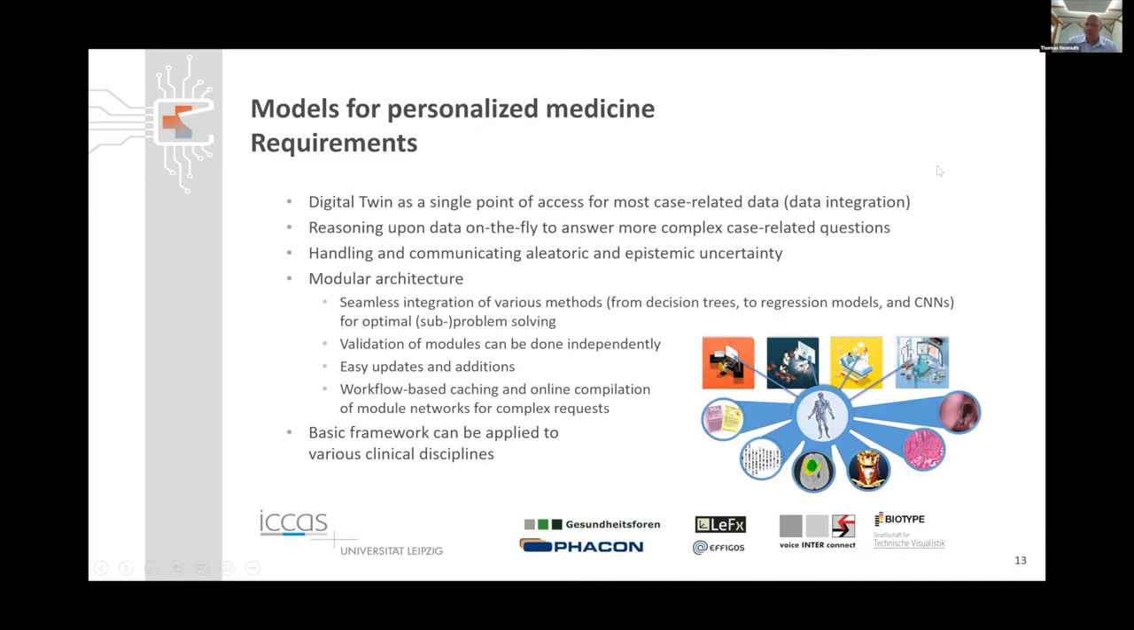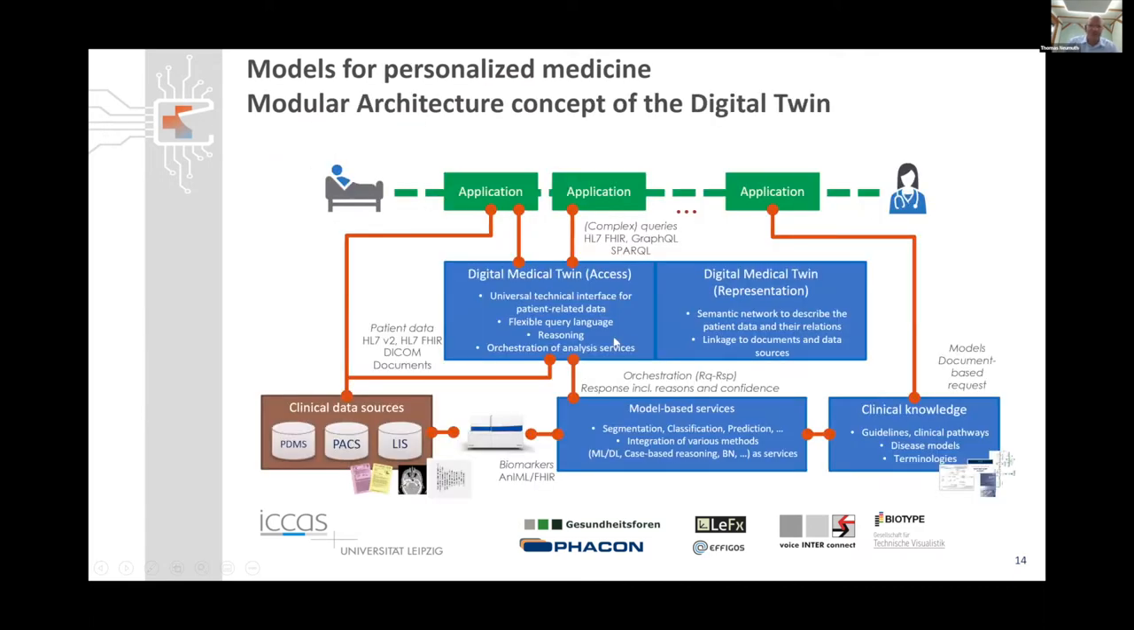I have one slide with a short look, let's say, on the inside. You see here on the top, we have the patient journey. It's the green boxes, with the patient in the bed on the left-hand side. And you have different applications that are applied to the patient during the treatment. The core is the two engines. The first one we call the digital medical twin access engine. This engine provides the unique interface for the applications, so that the applications can retrieve data and also ask for calculation tasks and whatever.